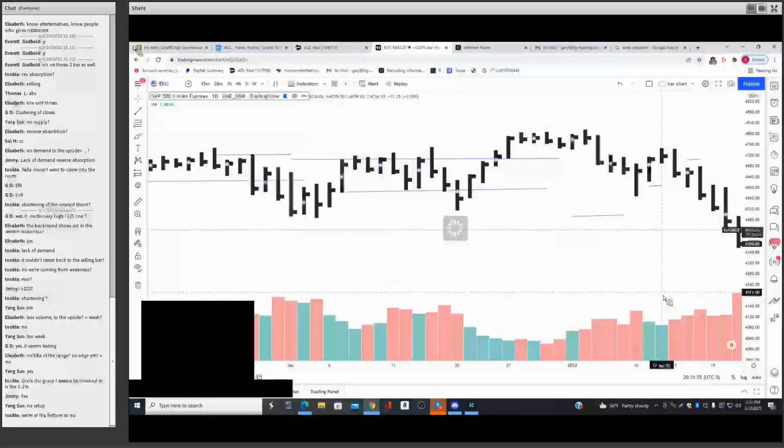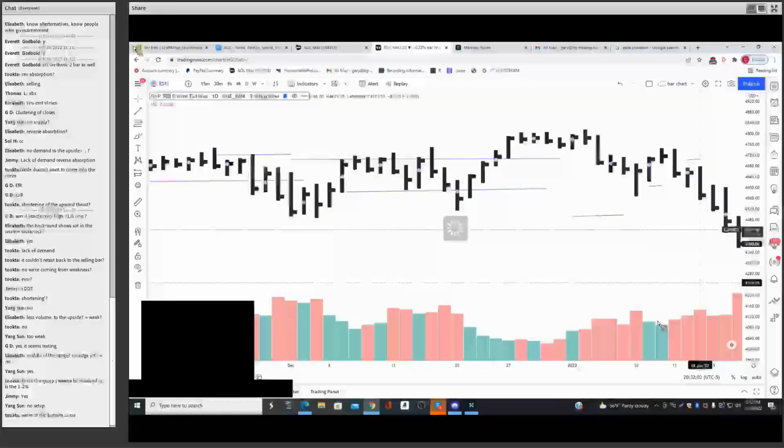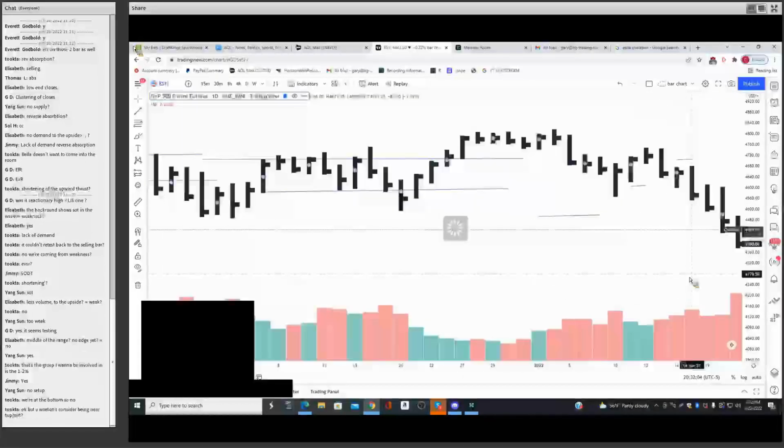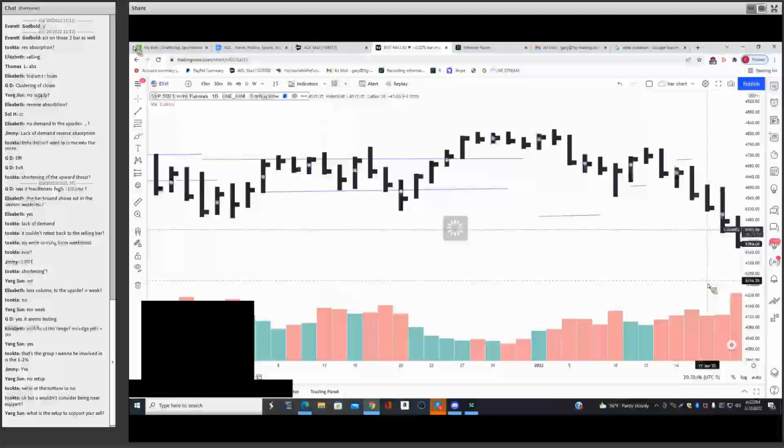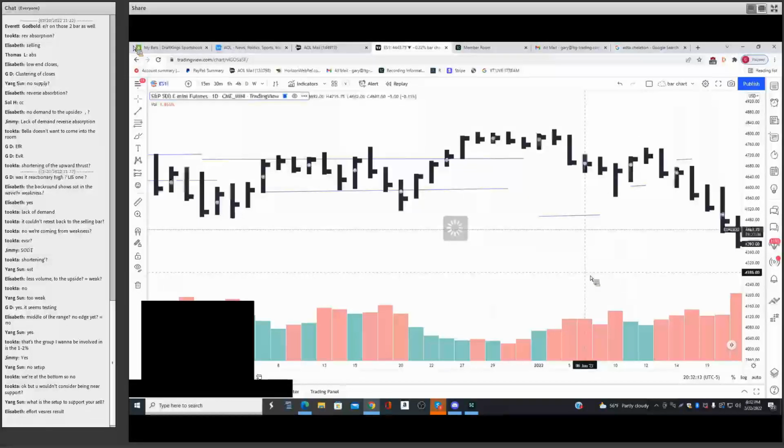Now you have a situation where you're short in a longer-term uptrend, but you have distribution in the market. Do you notice anything about this bar? Tell me the last bar. Good. The setup to me is that this is shortening of the upward thrust that ends like this.